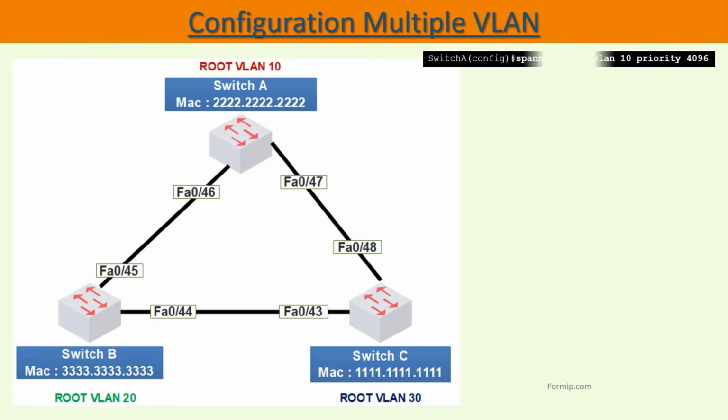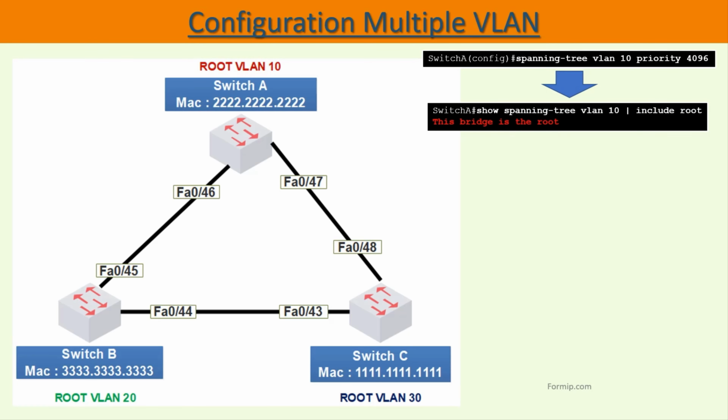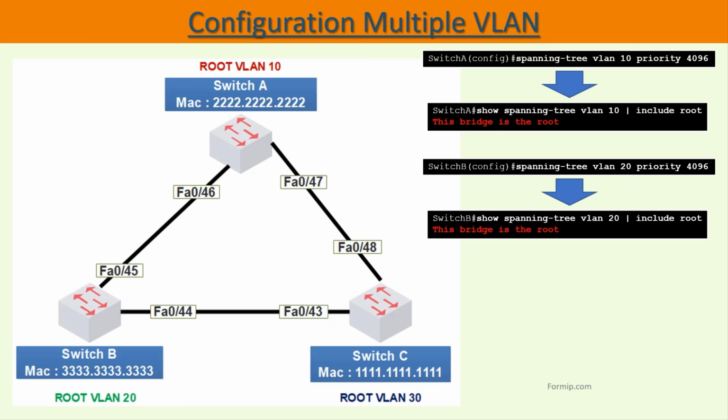On switch A, the command launched is spanning-tree vlan 10 priority 4096. By doing a show spanning-tree vlan 10, this time we can see that it is elected the root bridge. And we do the same on switch B, but this time on VLAN 20. Before, we only had the interface of switch C, which was blocked. Now we will have different blocked interfaces because we have a different root bridge for each VLAN.